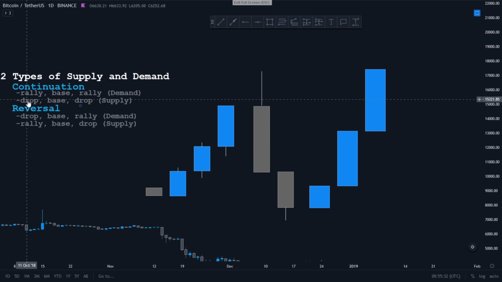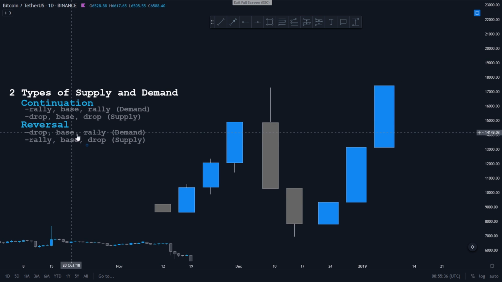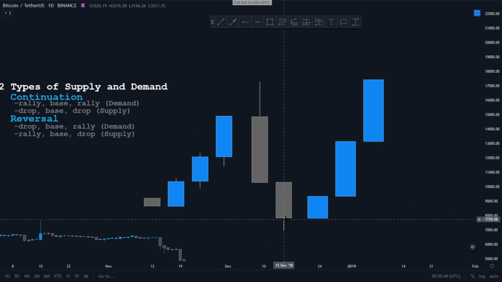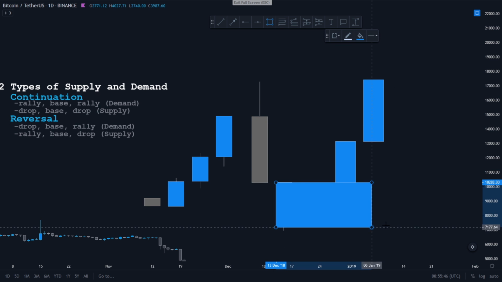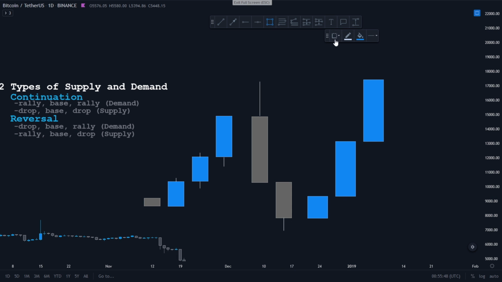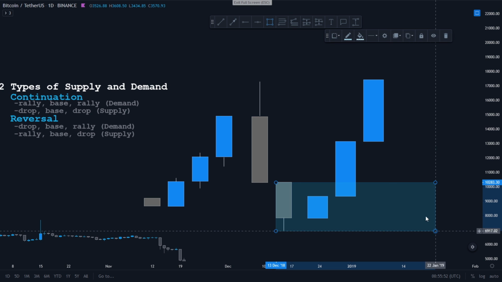So now we are speaking about the drop, base, rally. So this was the drop, okay, base, then rally. So in this case, again, you take the last up candle's body to the lowest wick.